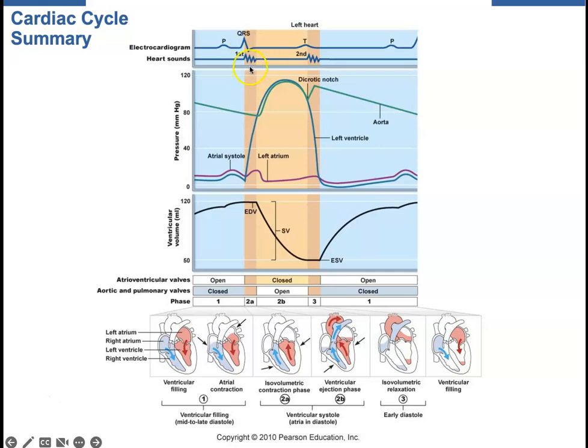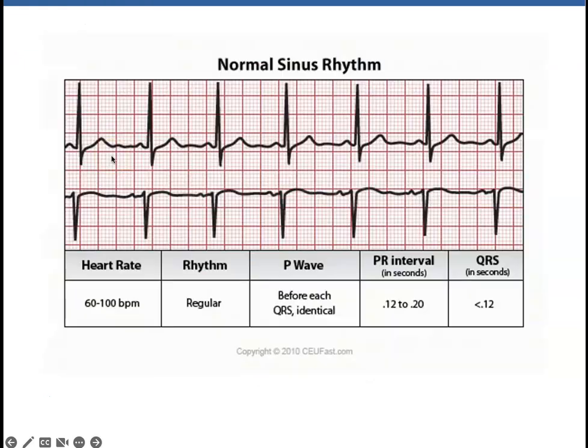You're going to have the closing of those semilunar valves, and then after the depolarization of the ventricles, you have the repolarization phase following the systole that occurs between the S and the T, and then the ventricles will repolarize, and then we have that filling that takes place in between.